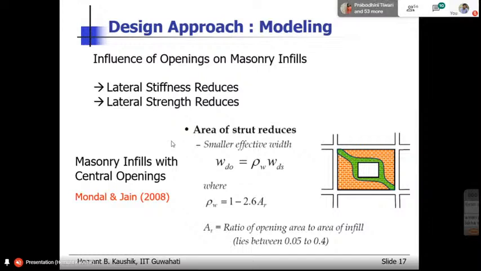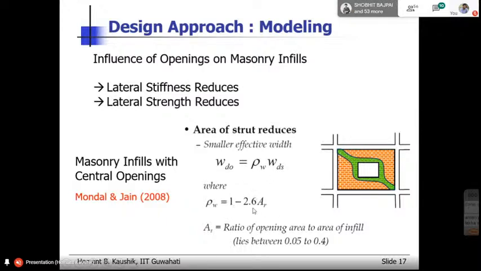People have done some research. For example, this research on central openings carried out in 2008 proposed that the reduction in the width of the equivalent diagonal strut will be given by this factor, rho w, which is 1 minus 2.6 times AR. AR is the opening area ratio. Now what is the opening area ratio? It is the ratio of opening area to the area of the infill. So you compute this factor using this equation and then you reduce this WDS.